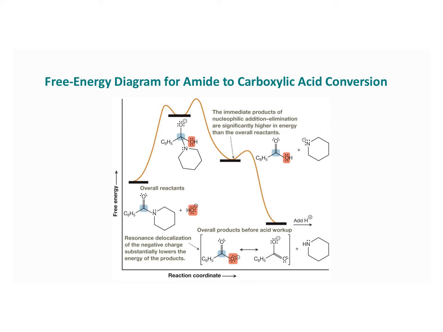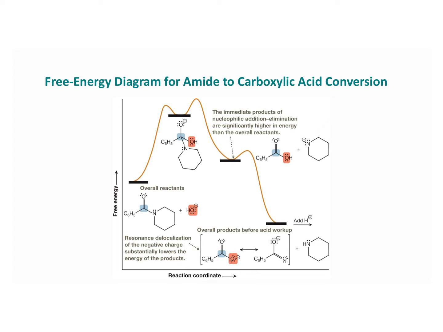I want you to note that the product from the deprotonation, that carboxylate anion, is one rung lower than the initial amide on the stability ladder. Notice that this carboxylate anion is stabilized by resonance delocalization. And so that helps explain the energy levels and why we see this reaction go.